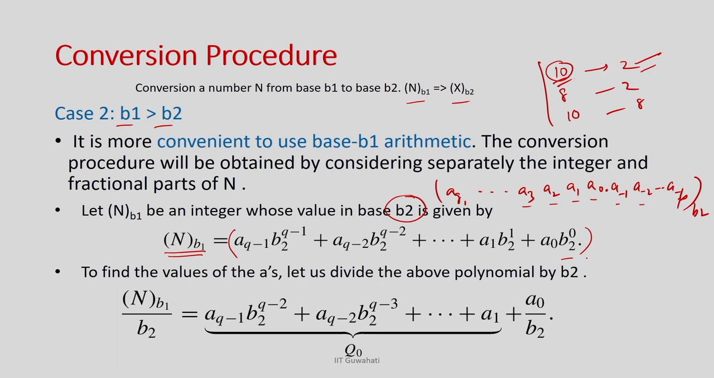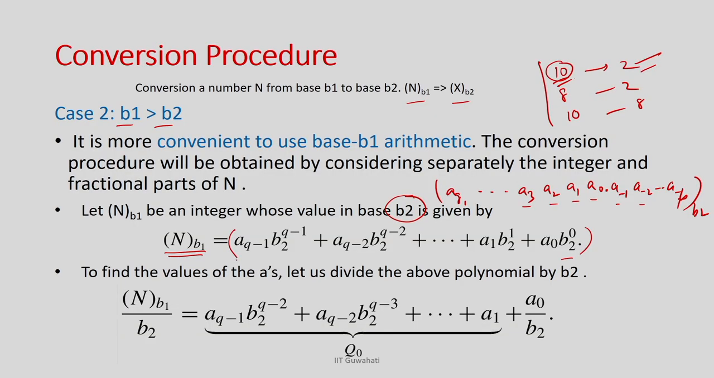Okay. So, this will be the polynomial representation of this number in base 2, where A0 to A(Q-1) and A(-1) to A(-P) are unknown to me at this point of time. But since these values are in base 2, they will also occur in base 1, right. So, they are all valid numbers in base 1 arithmetic.